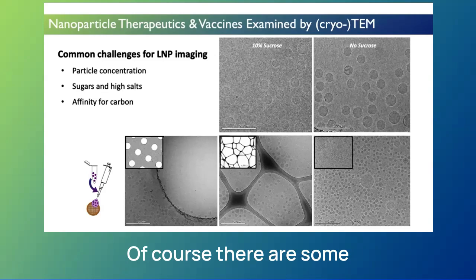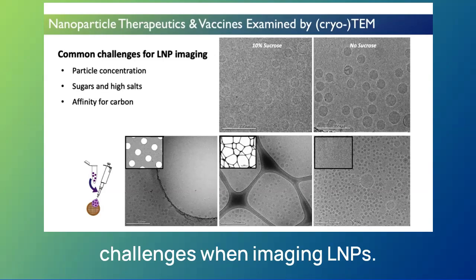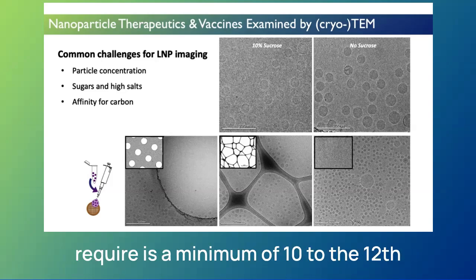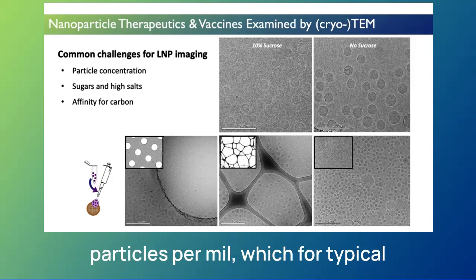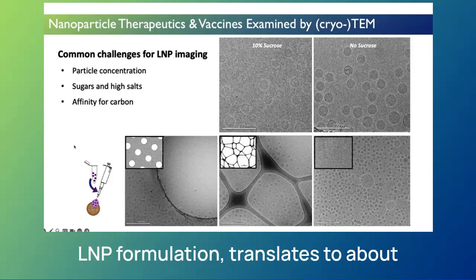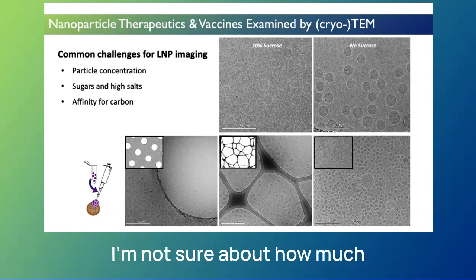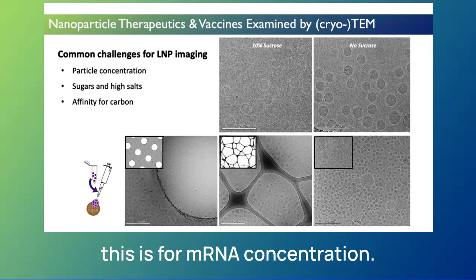Of course, there are some challenges when imaging LNPs. The particle concentration we generally require is a minimum of 10^12 particles per mL, which for typical LNP formulations translates to about 10 to 30 micrograms per mL lipids. I'm not sure about how much this is for mRNA concentration.